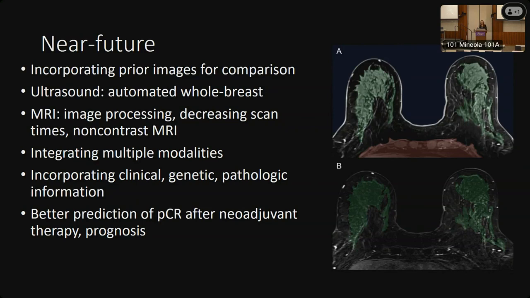Integrating multiple modalities is another one. When I read a mammogram, I also look at the MRI and the ultrasound and the whole picture, and we don't have algorithms doing that just yet. What about incorporating the EMR, the patient's chart, additional information from the patient? We need to start doing that.